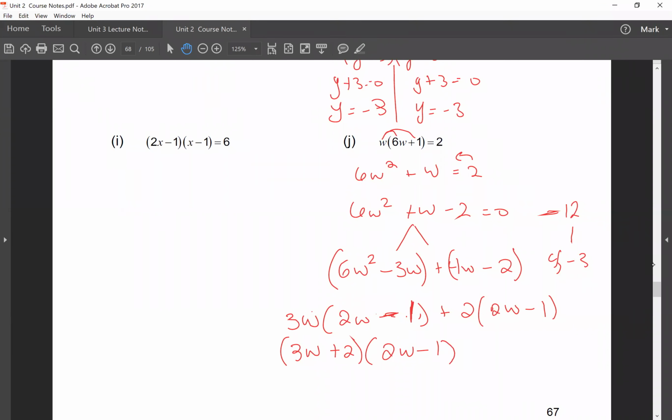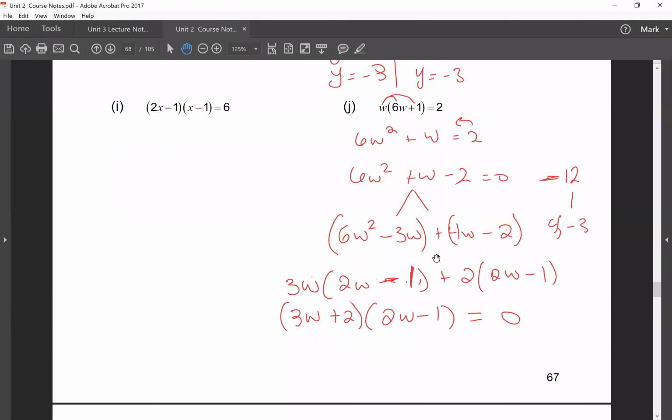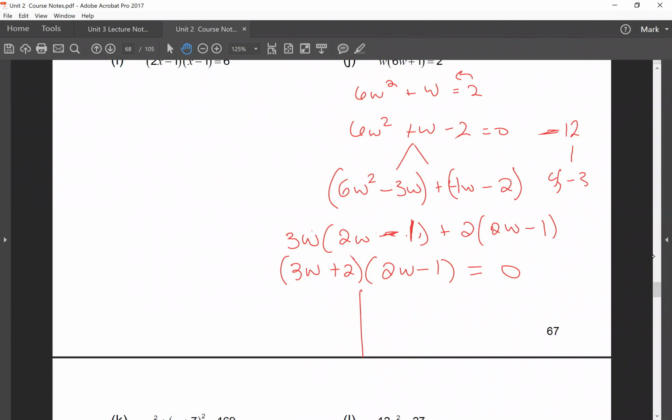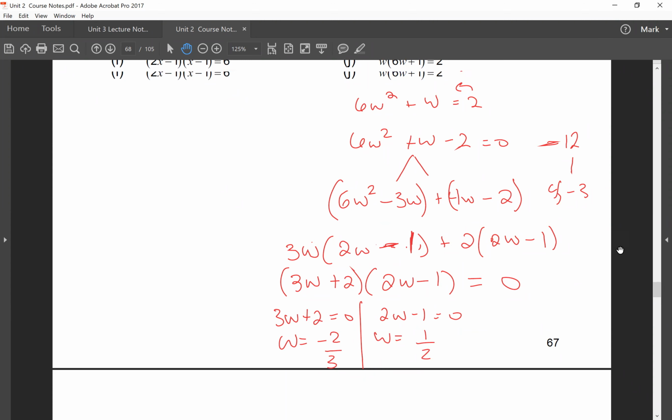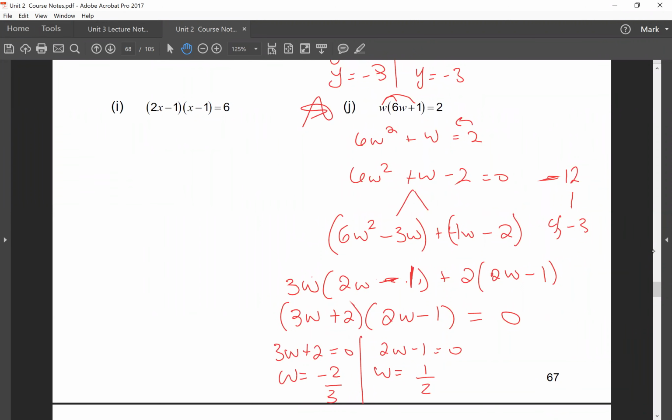2W minus 1 equals 0. And now what I'm going to do is set each equal to 0 and solve. So W here would be negative 2 over 3. And W here would be 1 over 2. Whew. So that's it. Question J was probably one of the hardest ones, or the hardest types you would see.